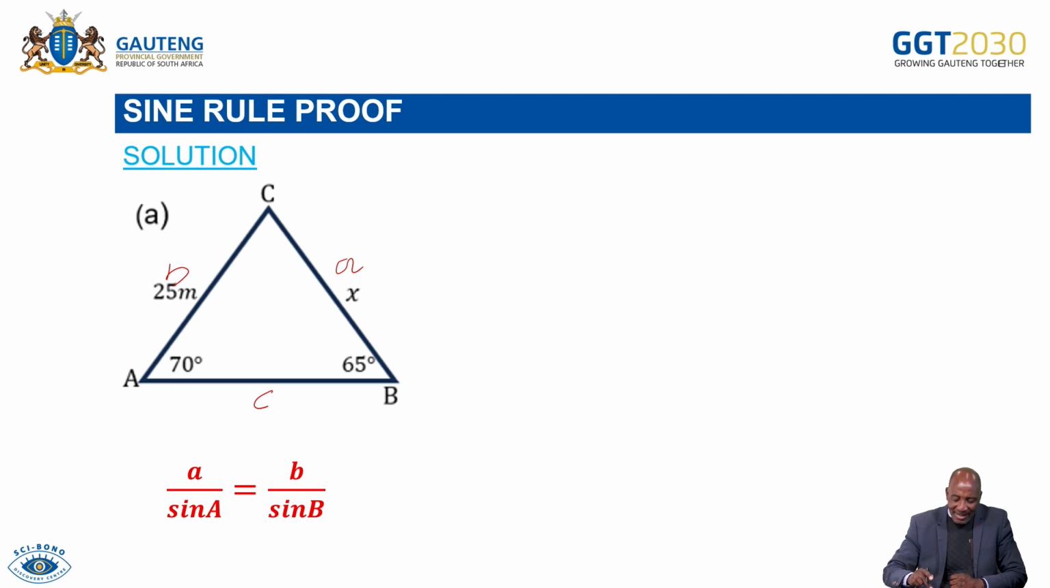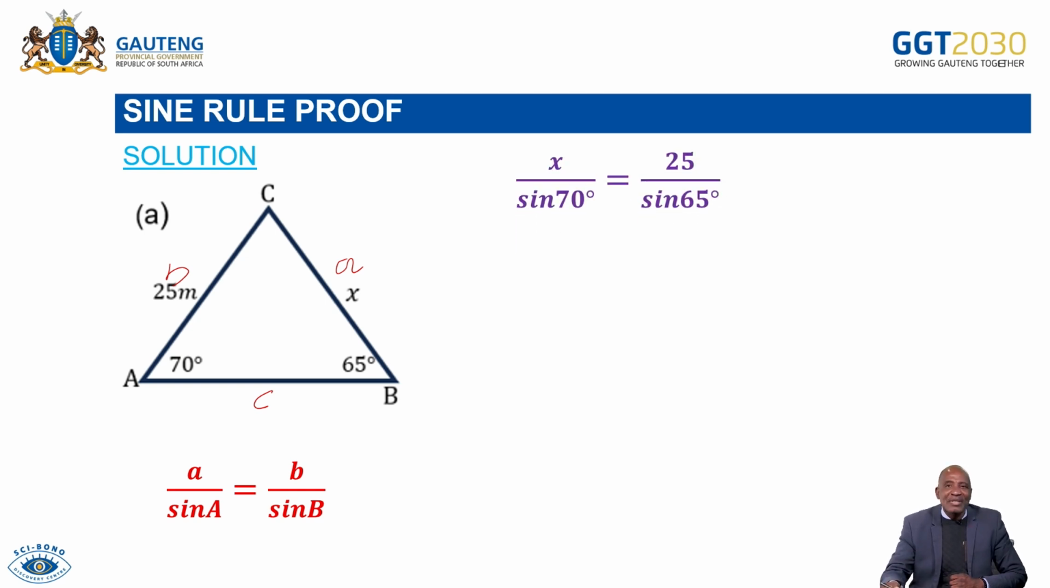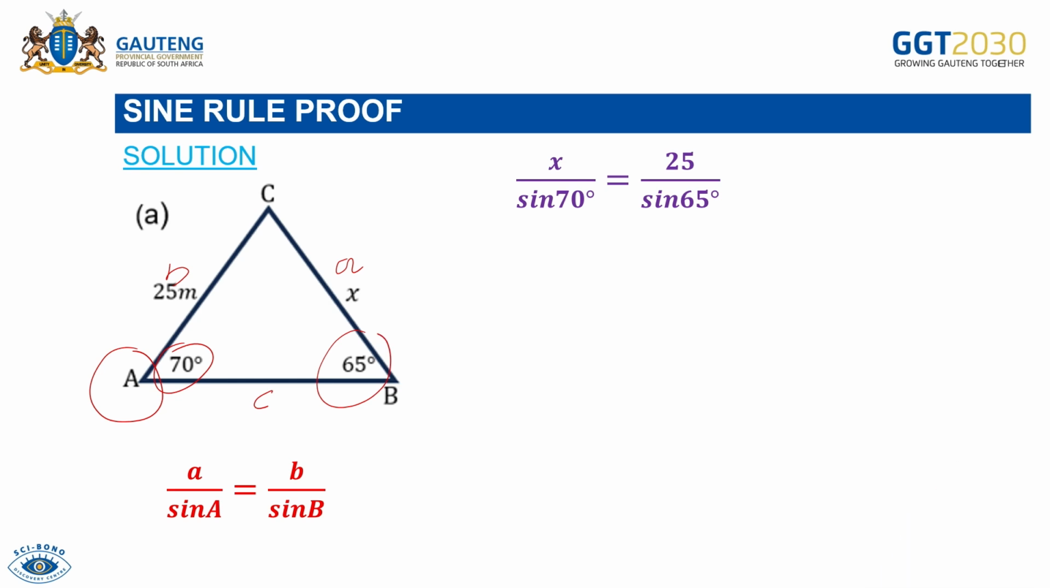Right. Having done that, we are going to substitute. You know your a is x. So in place of small a, I put x. Then I know my angle A is 70 degrees. Right? I substitute. Then I go to b on the other side. I have 25 for b over sine of 65, which is angle B. Now, you can already see there is only one thing missing there. It's x. Go ahead and solve for x.